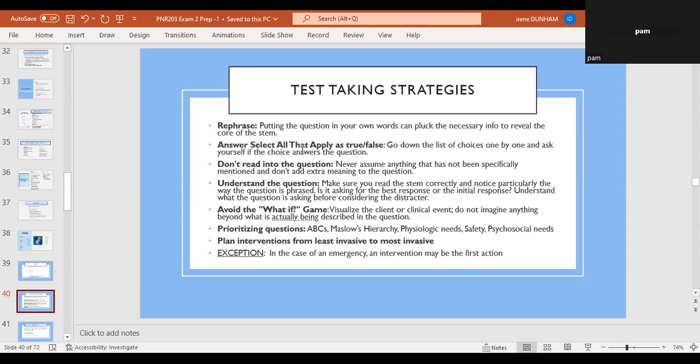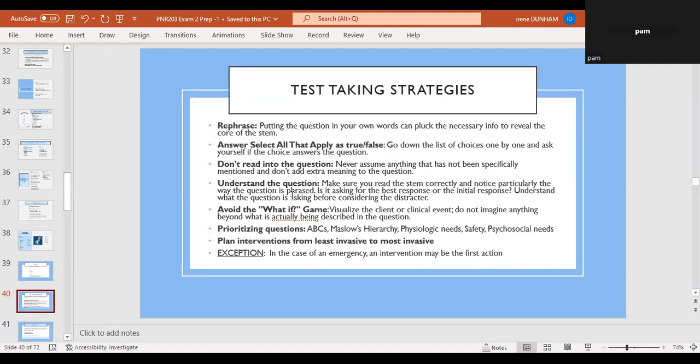If the question asks you to select all that apply, then you want to go down the list of choices one by one and don't put any extra meaning to the question. Now, if the question is not a select-all-that-apply, then don't put down 3 answers. It's only if it says select all that apply that you would have more than 1 or 2 answers.